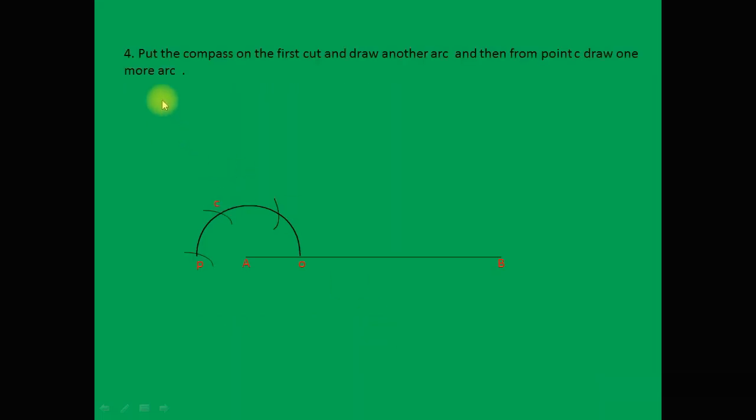Now put the compass on this first arc and draw another arc. Then put the compass at this second arc, at this point C, and draw a third arc of the same radius. Then join this point Q to A. You will get the angle QAB.